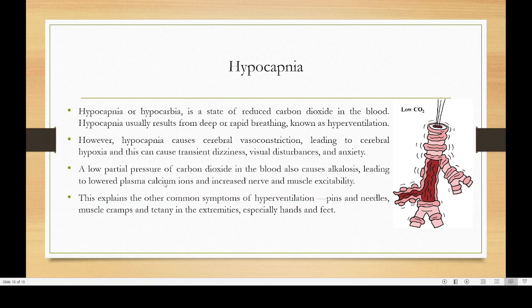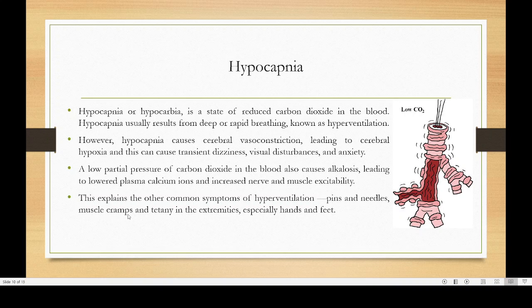So this is another problem. If too much alkaline content is there, the amount of calcium available for the nerve will be reducing, and that will lead to increased nerve excitability or nerve stimulation as well as muscle stimulation. Then this explains the other common symptoms of hyperventilation, like pins and needles. It feels like somebody is pricking you. Sometimes you may experience that on your leg, your palm or your feet, a feeling of pricking with thousands of pins or needles.